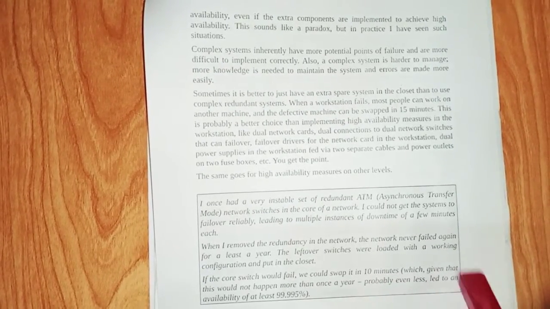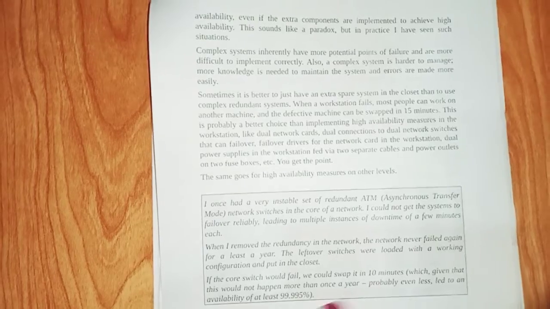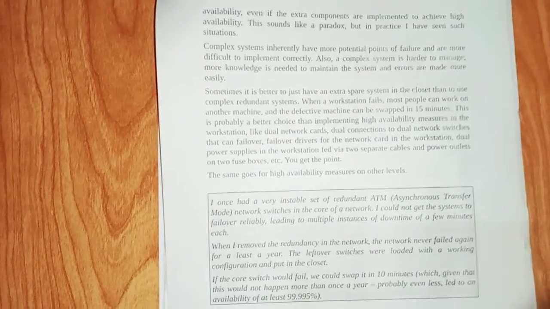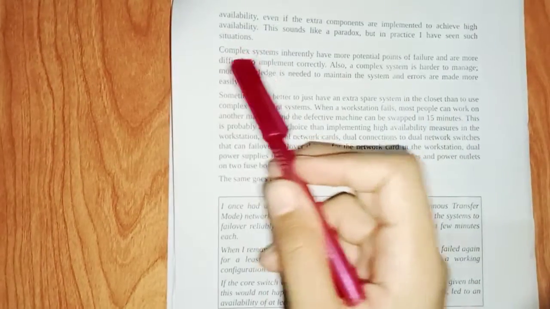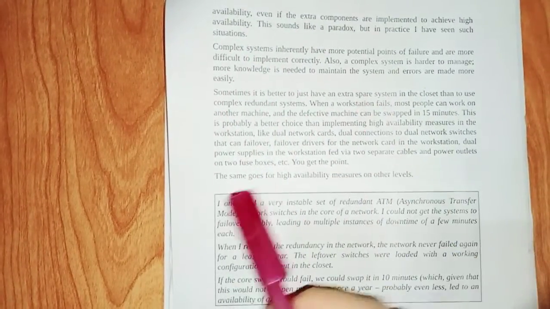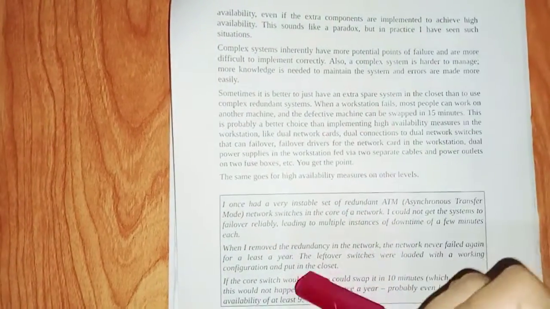Probably even less, which led to an availability of at least 99.995%. Again, we discussed complex systems and their downsides.